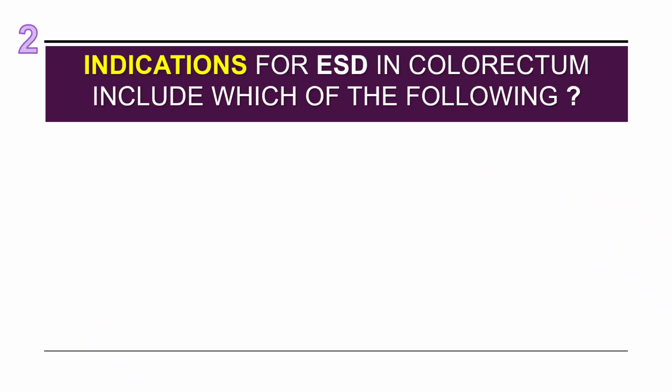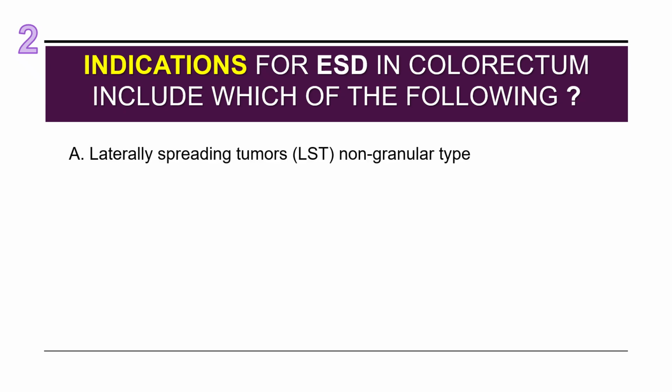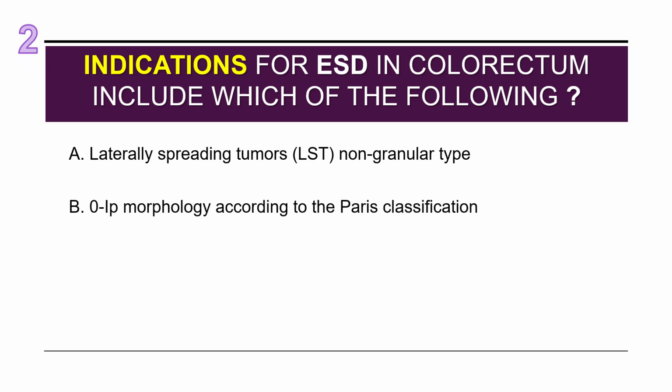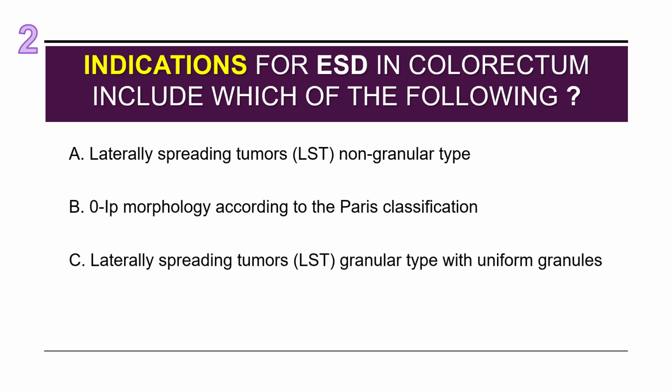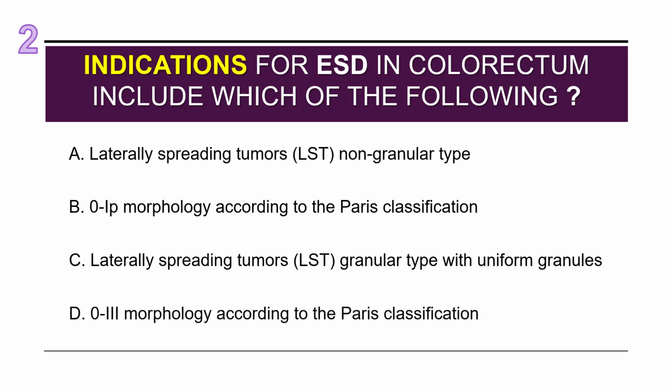Another question: what is the indication for ESD in colorectal lesions, including which of the following? Lateral spreading tumor non-granular type, or Paris classification type 1B, or lateral spreading tumor granular type with uniform pattern, or Paris classification type 3. To answer this question we have to remember the Paris classification.